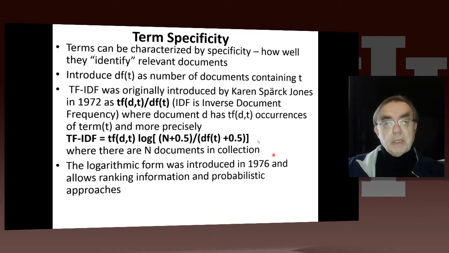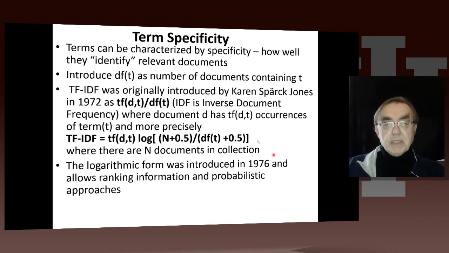So we need to think about the concept of how specific terms are. Some terms like "the" are very common terms. "Car" is probably pretty common. They don't tell you very much. Other terms such as "Vatican" might be a little more specific. So some terms do better than others at identifying documents.